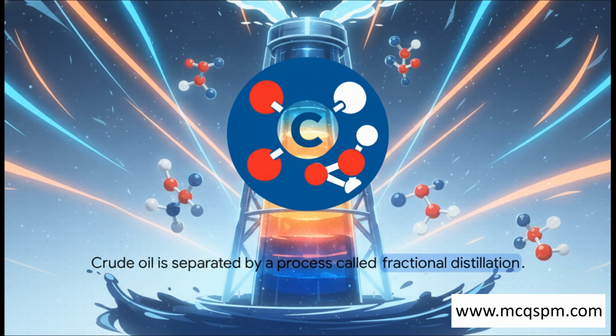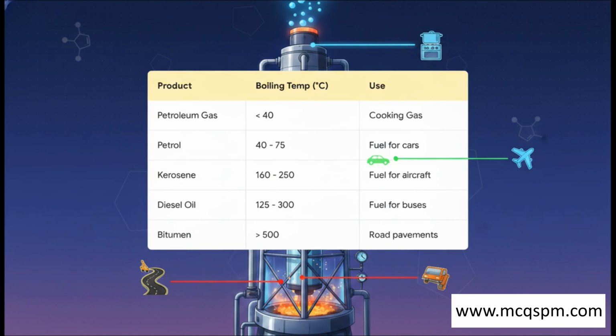And the magic happens inside one of these giant towers, using a process called fractional distillation. So inside this column, the oil gets heated up, and it separates based on boiling points. It's actually a really neat sorting process. The smallest, lightest molecules, like petroleum gas for cooking, have low boiling points, so they rise all the way to the top. The medium-sized ones, like petrol and kerosene, condense out in the middle. And then the really big, heavy, clunky molecules, like bitumen for making roads, stay right at the bottom.